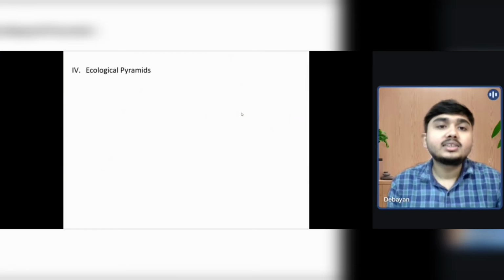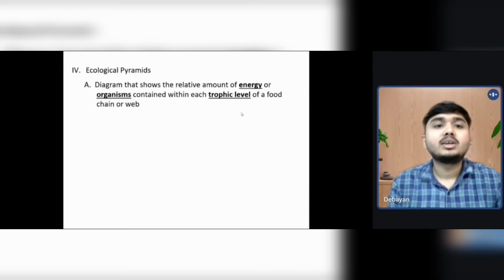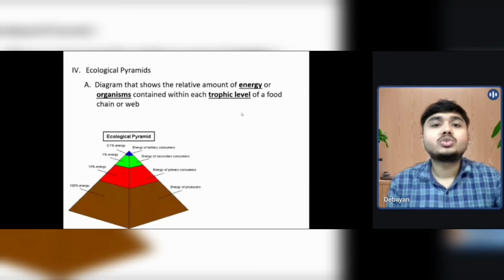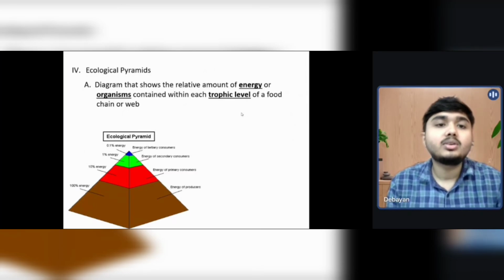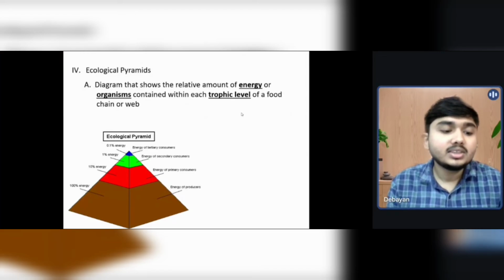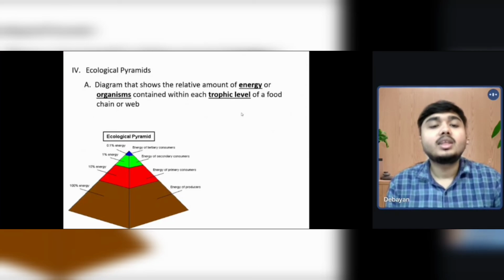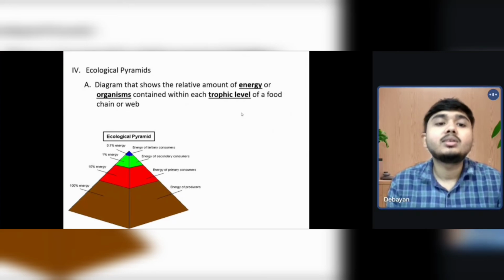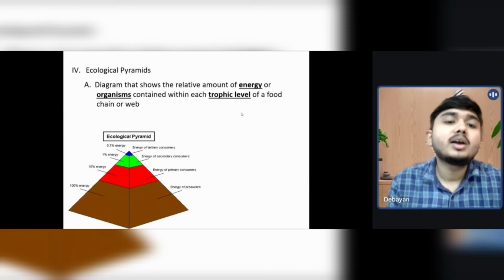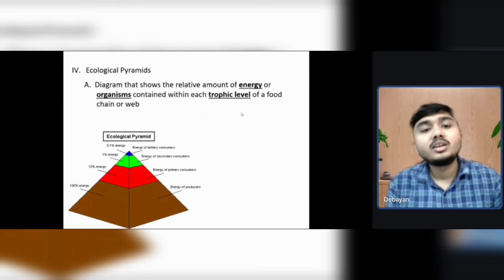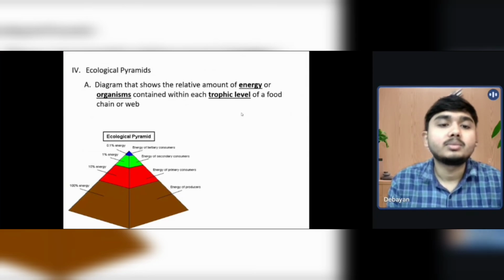And now here is a new topic called ecological pyramids. This is a diagram that shows the relative amount of energy or organism content at each trophic level of a food chain or web. That means if the sun produces 100% energy through the plants, then when the plants are eaten by a goat, the energy transferred to the goat is 10%. That means 100 to 10. And when the goat is eaten by a lion, the energy decreases and the final energy is 1%.